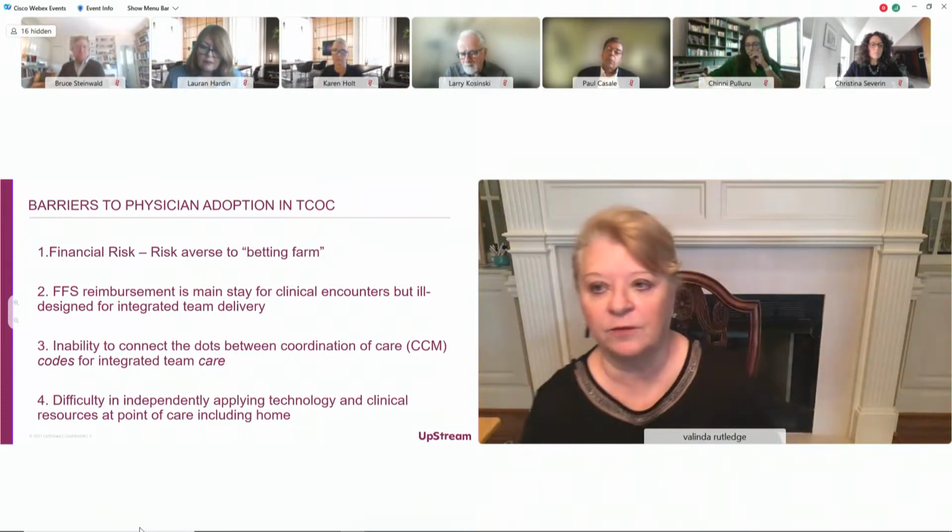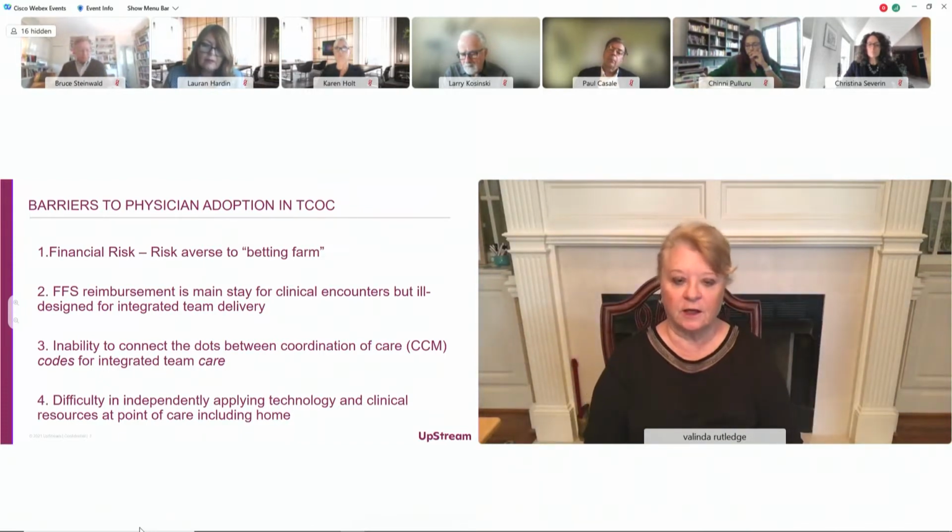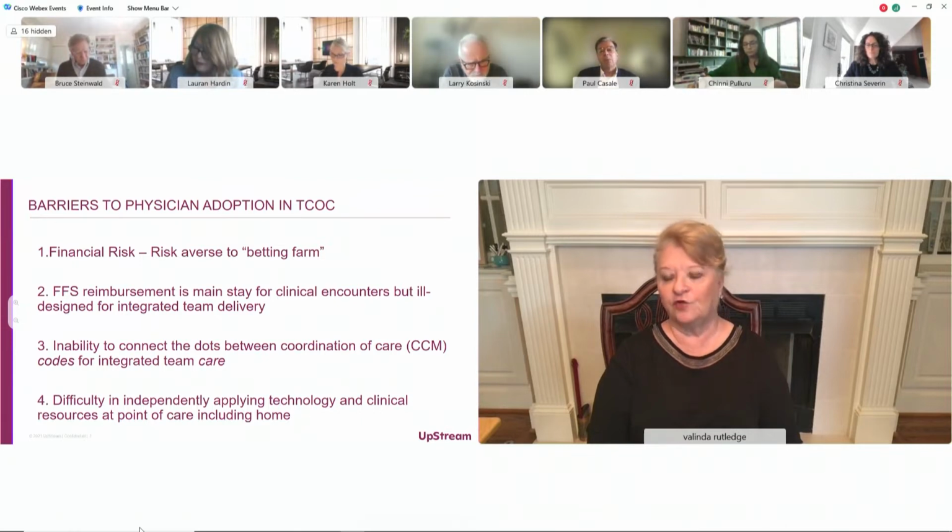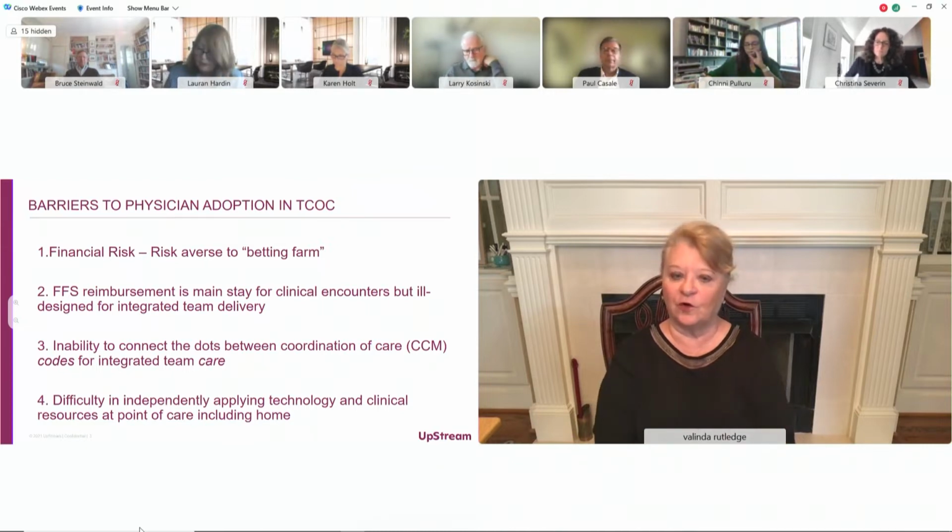So the first one, and Sherry shared this, is that the losses of taking on total cost of care and having downside risk go straight to personal income. If any of us really believed in something and we wanted to do it for our patients, but we had a worry that it would actually impact our personal income and our family's income and our ability to provide resources for our family, we would probably be reluctant with that. And that's what we're seeing.